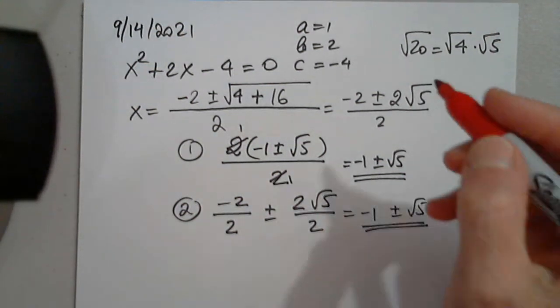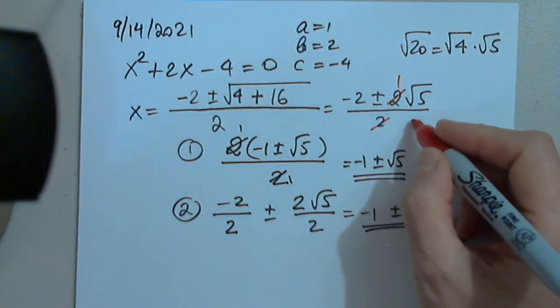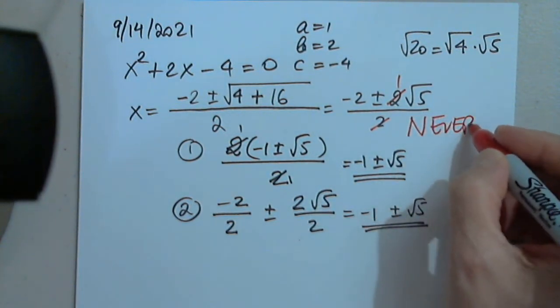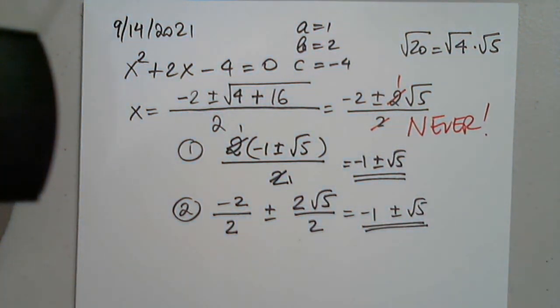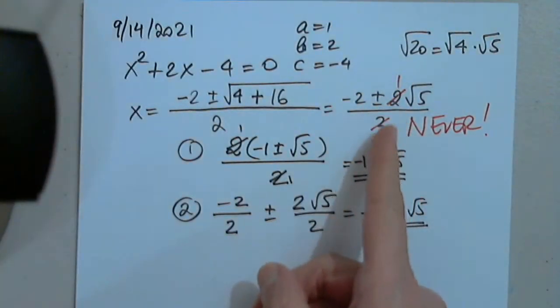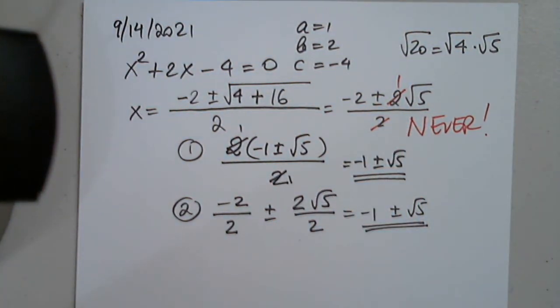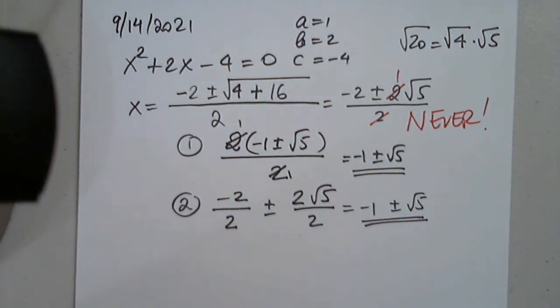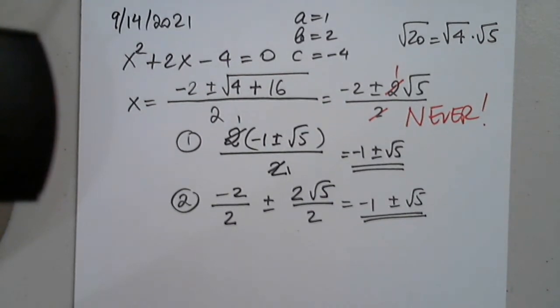But doing something like this is never, never. You have to simplify factors only. So please do not ever do that. Was this the question? Is this clear now, everyone?